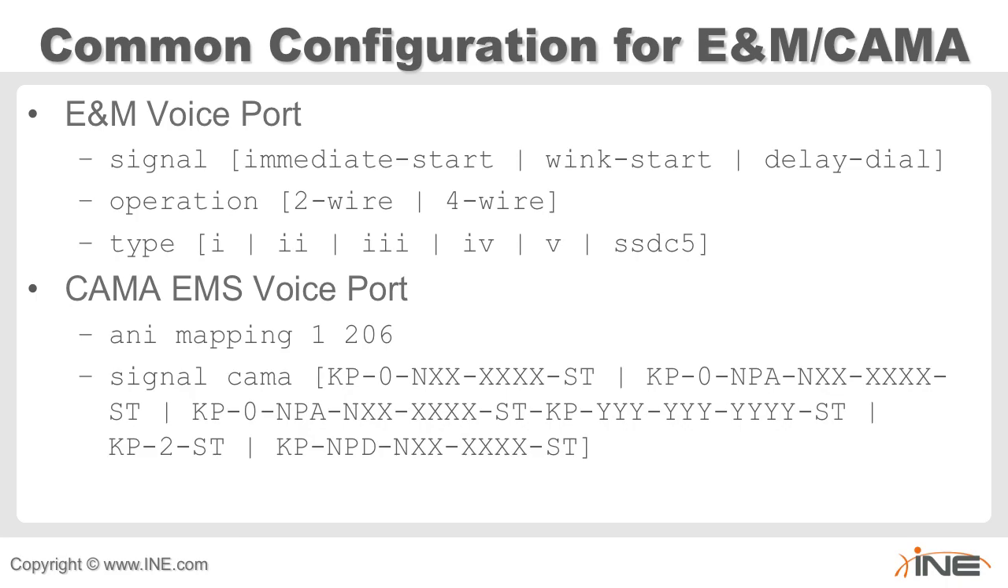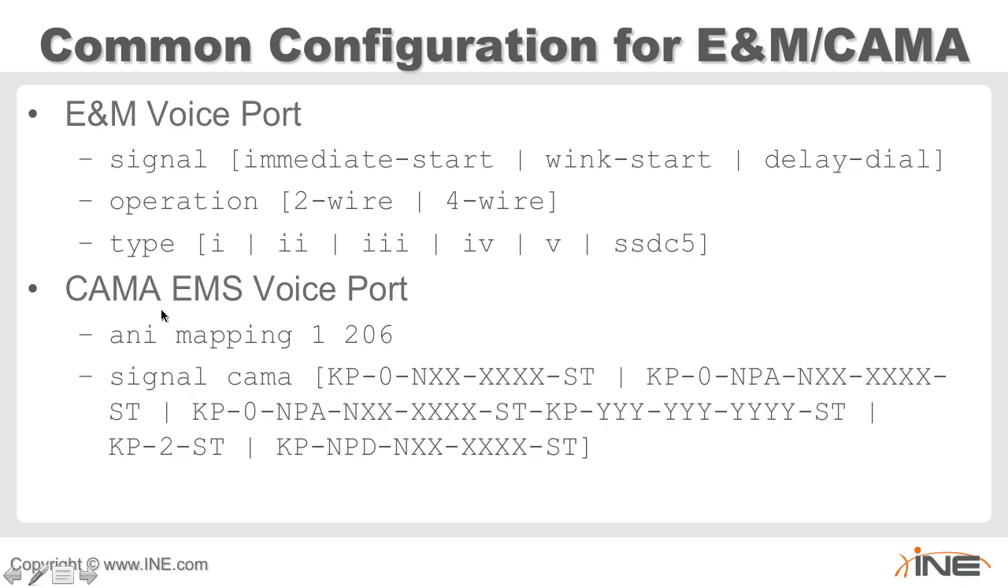Common configuration for E&M and CAMA trunks. For E&M, obviously we say signal, immediate, wink start, or delay dial. Then operation 2-wire or 4-wire, and this is analogous to the 4-wire or 8-wire in terms of how many actual wires are used. Operation 2-wire means two wires, or a pair, for the E&M lead, and 4-wire means there are 2 E's and 2 M's, so 2 pairs of wires, or 4 wires total. And then we say the type of E&M. Is it type 1, 2, 3, 4, 5, or SSDC5?